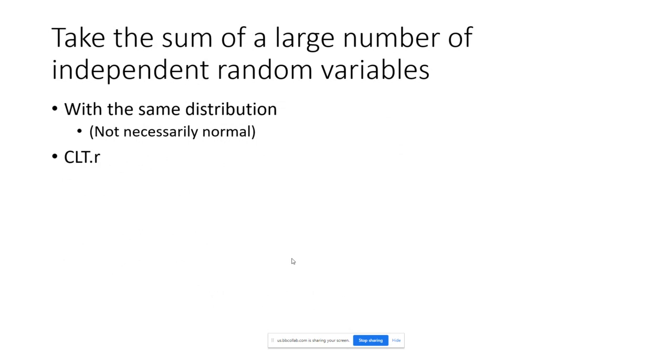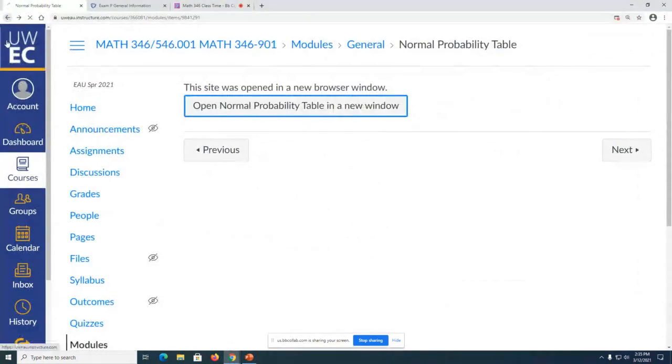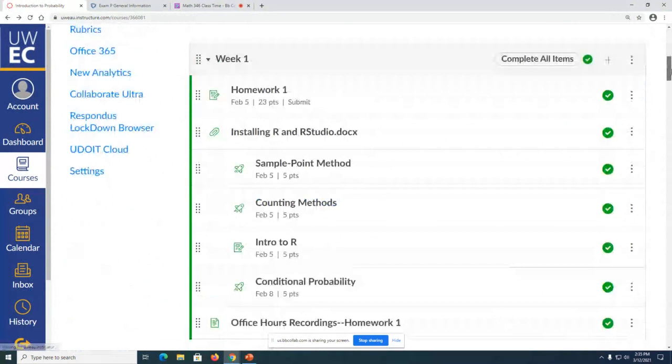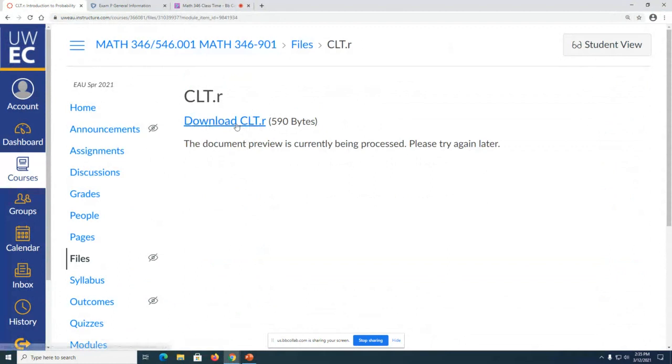All right. So now let's look at another way we can manipulate a normal distribution. Let's take the sum of a large number of independent random variables. So we're going to start with a bunch of random variables that all have the same distribution. That's not necessarily a normal distribution. So I'm going to do this using the clt.R code that's on Canvas.